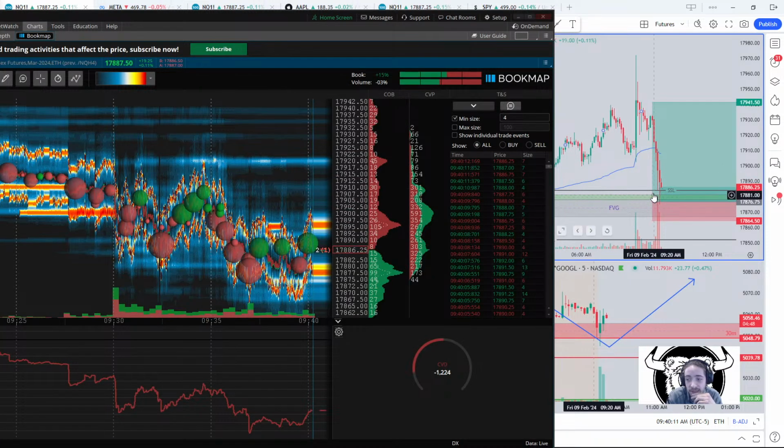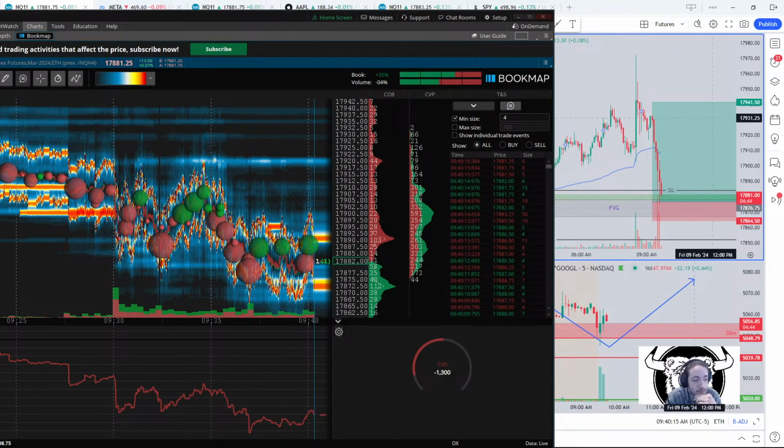Let's see. I like those wicks. I like that rejection. I like the area. So far, it's following my plan. Considering adding right here. But I'm going to stay patient.